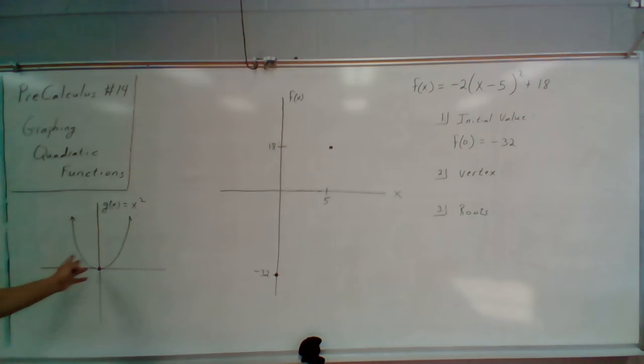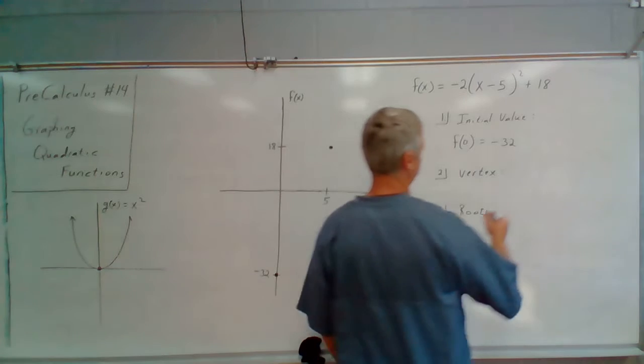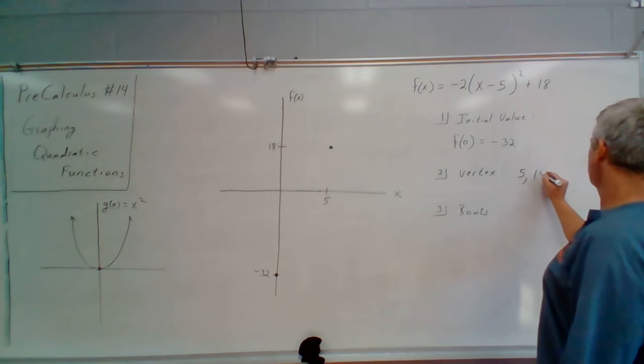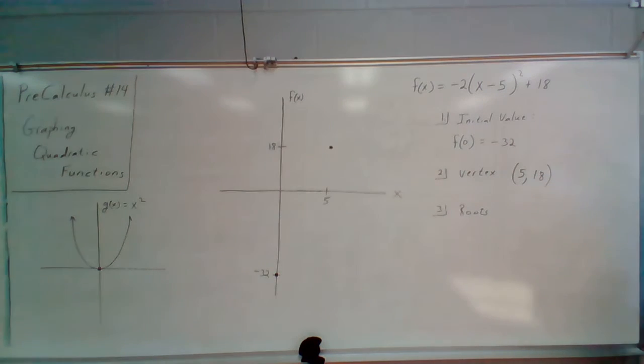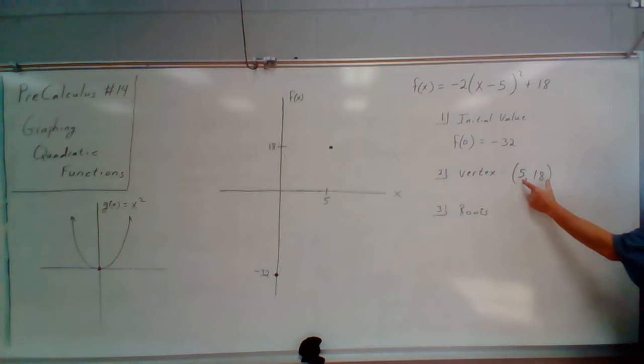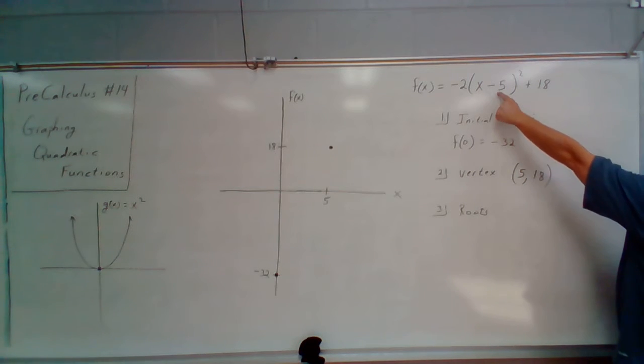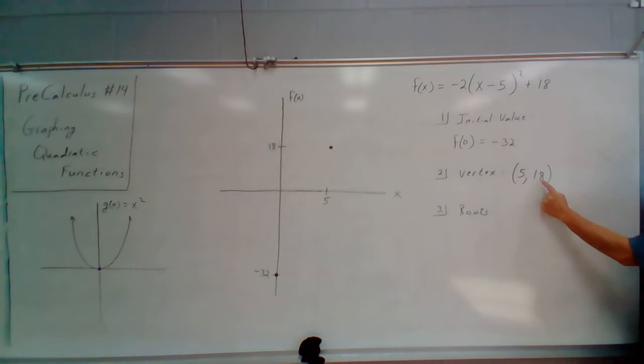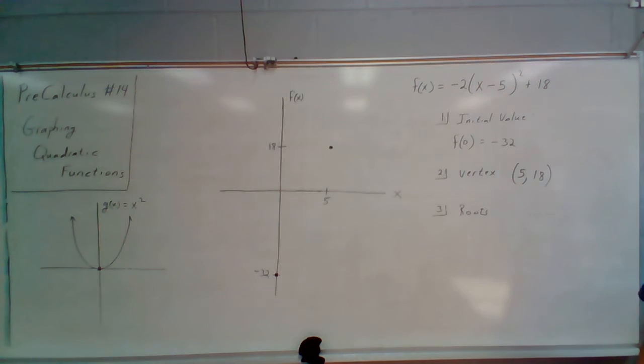The vertex we've already found is at 5, 18. Notice again that the x-coordinate of the vertex is the opposite of this number. The y-coordinate would be that number. All right, the roots. The roots are the x-intercepts, or the zeros of the function.